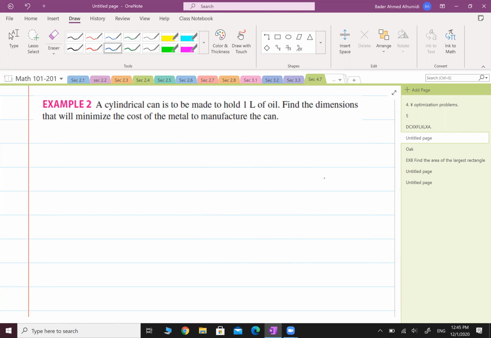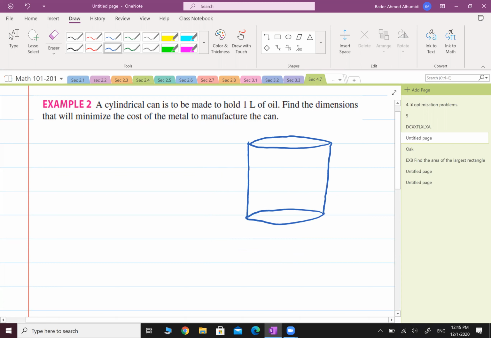Notice first, let us try to imagine what's going on. So we have a can like this. The can of course has a top cover and a bottom cover. So we need to give it some dimensions. What are the dimensions of the can? I can call the radius r, and the height h. So these are the dimensions of the can we need to find.